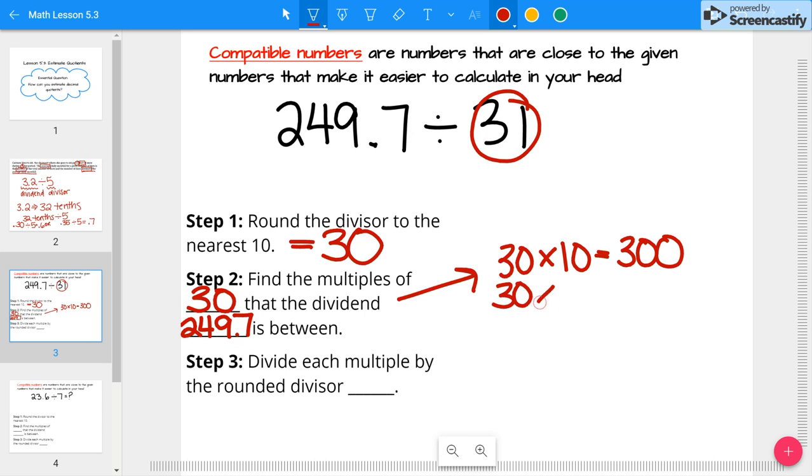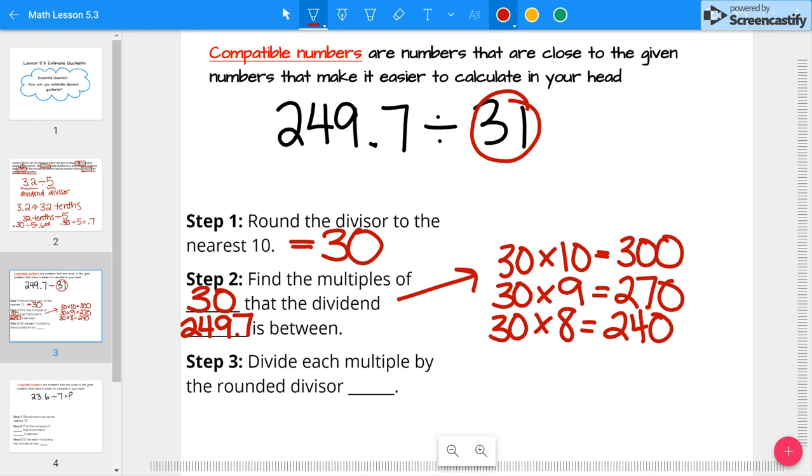I'm going to say 30 times 9. I know 30 times 9, 3 times 9 is 27, and then add a 0. 270. All right, so I'm getting a little closer. Let me try 30 times 8. 3 times 8 is 24, and then I have a 0. So 270 and 240 would be my one right above, one right below for my new estimated dividends.